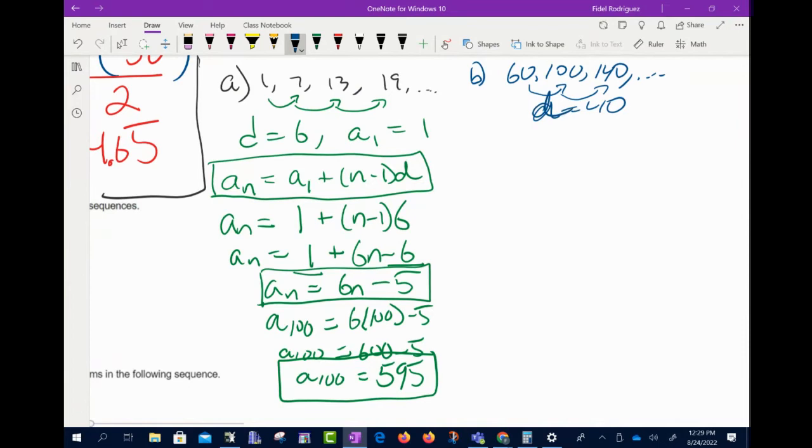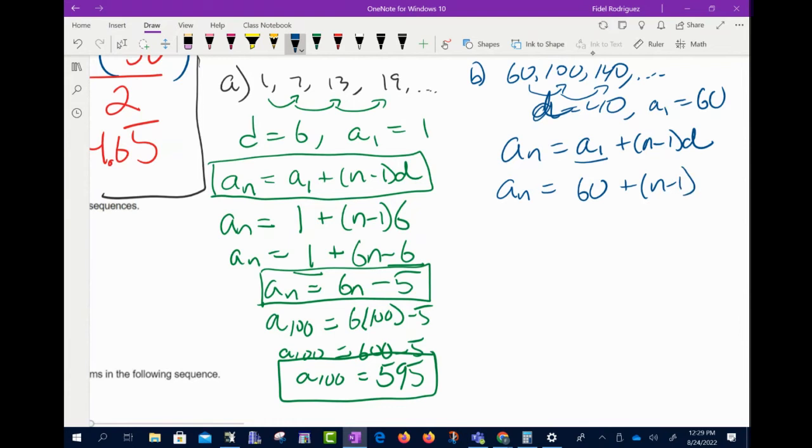So we know that the value of d is 40, okay? What is the first term? 60, right? Okay, so look, y'all, I'm gonna write down my formula. Formula says a1 plus n minus 1 times d. I always write the formula down. What it does, it's kind of like a tattoo in my brain. It's going to make me remember the formula more often than I write it, okay? So look, an equals a1, which we said was 60, plus n minus 1 times d, which we said was 40, okay? When I multiply the 40 to both pieces, that gives me a 40n minus 40.